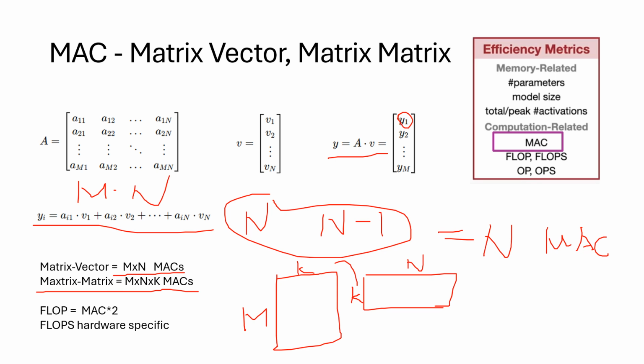After we have the MAC, we can convert the MAC to flop. Flop means floating point operation. Because each MAC has a multiplication and an accumulation, in total that's two floating point operations. So we need to use this formula to convert MAC to flop. And FLOPS is more hardware specific. It tells us how many flop operations a hardware can perform in 1 second. OPS includes not only the floating point operations but also the integer operations. So that's the difference.